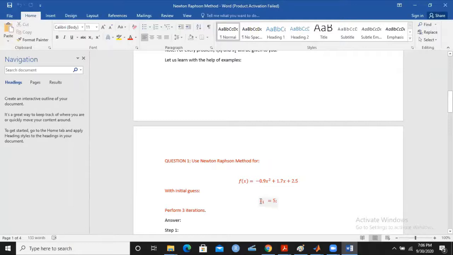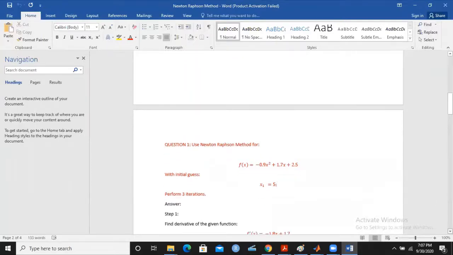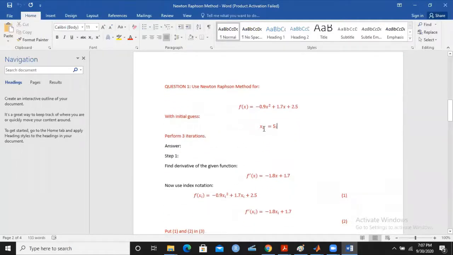Why? Because we can also use the same questions for the MATLAB algorithms, and the software always uses the index from 1, not from 0. So for that good reason, I have started with the index 1. x1 is given to you, which is 5. Okay, now let us say that this is an exam type question, so I've asked you to perform 3 iterations. By this I mean to say give me x2, x3, x4.